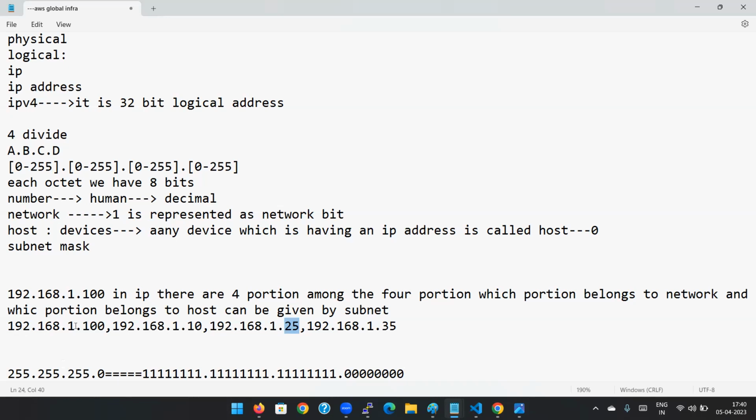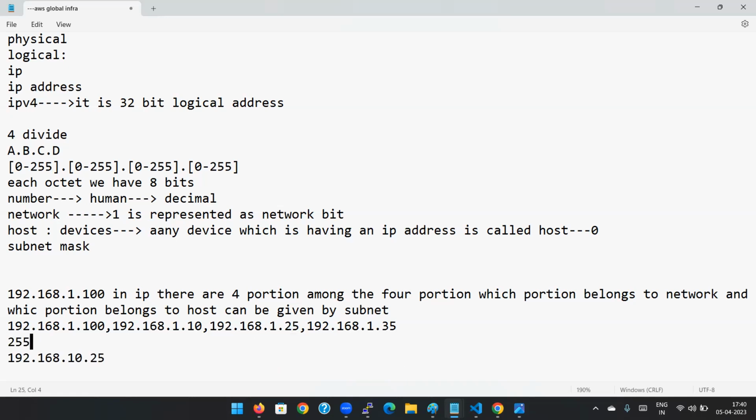The network is constant. For example, there is another computer with IP address 192.168.10.25, which I am providing for this computer. The subnet mask for the computer is 255.255.255.0. Now can you tell me whether this IP address, 192.168.1.100, and this IP address, 192.168.10.25, belong to the same network or a different network? Same network.